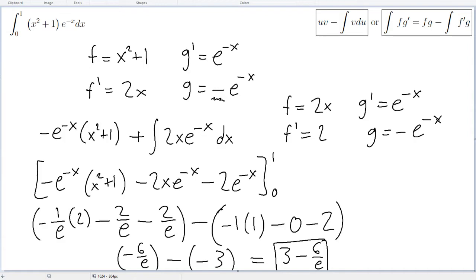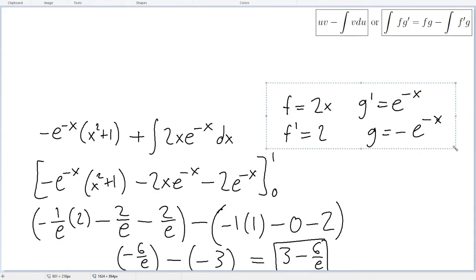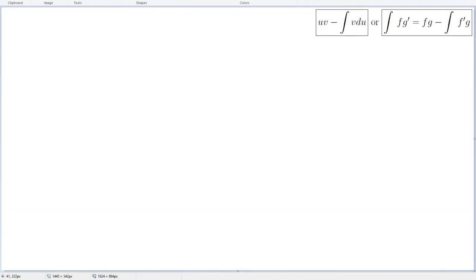Okay. Let me just double check to make sure that it is correct. And it is correct. Okay, cool. So that's that problem. All right, let's do the third problem.